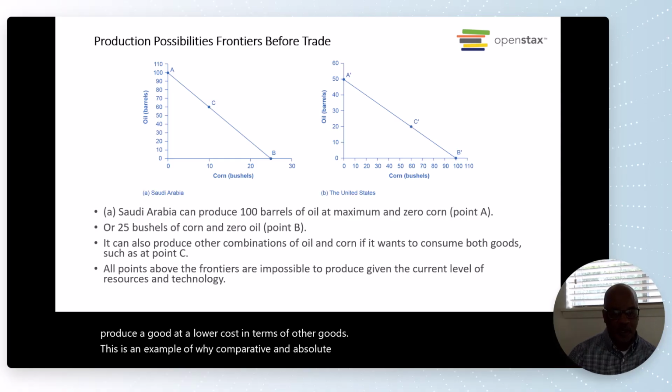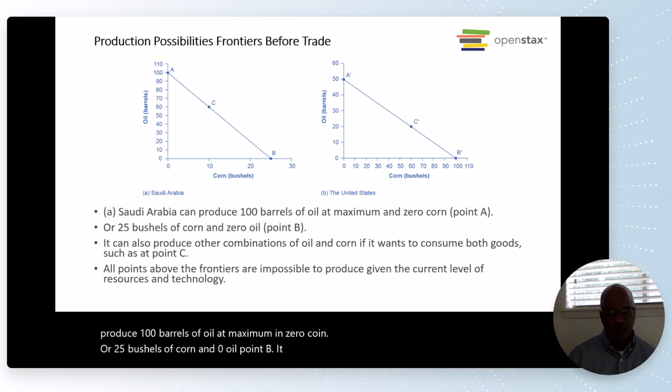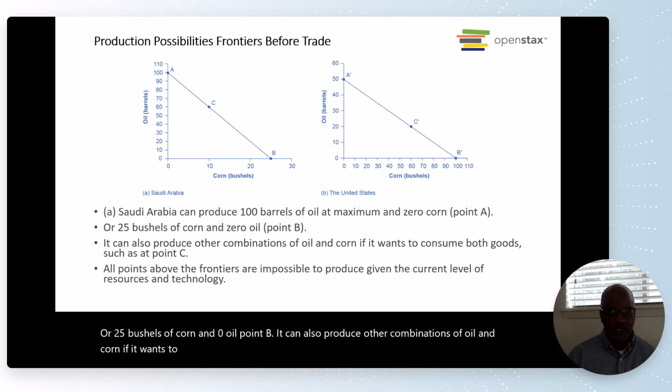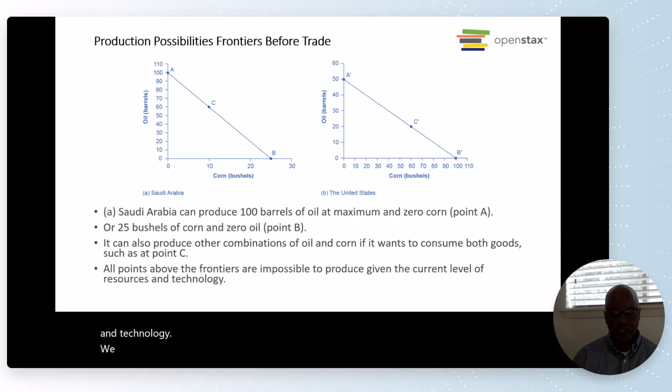So, if Saudi Arabia can produce 100 barrels of oil at maximum and zero corn, or 25 bushels of corn and zero oil, point B, it can also produce other combinations of oil and corn if it wants to consume both goods, such as point C. All points above the frontier are impossible to produce given the current level of resources and technology. We would learn that in our production possibilities frontier.